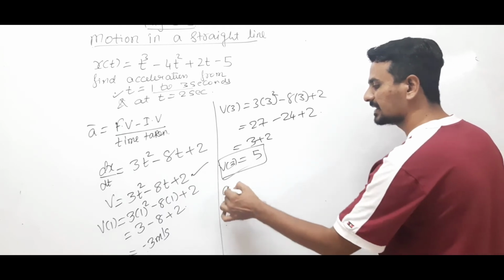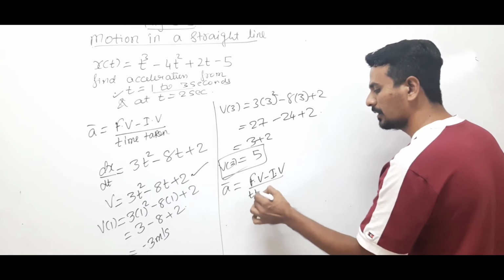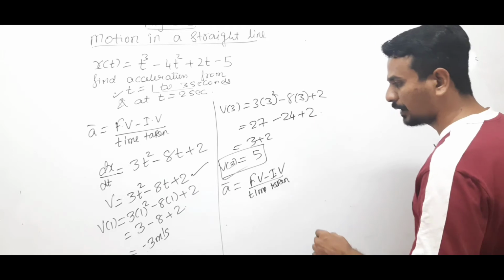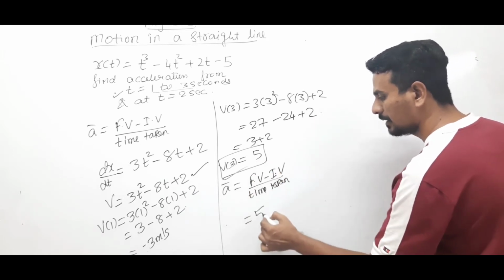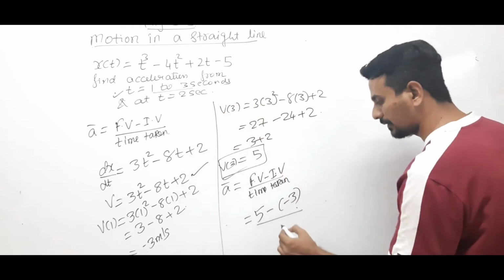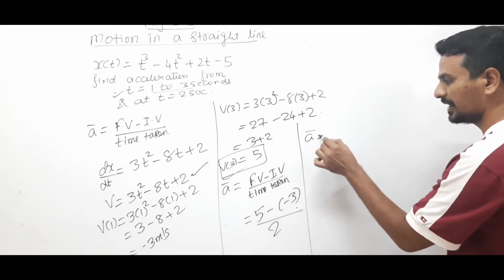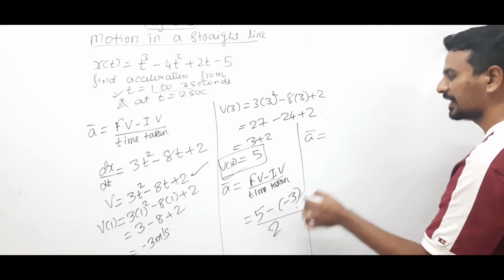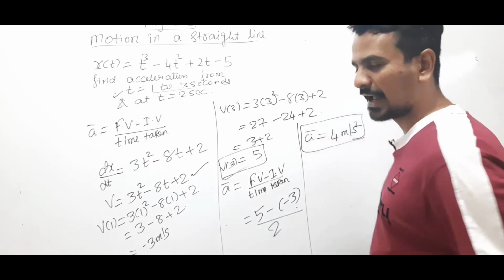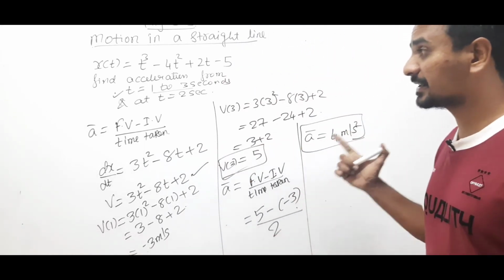So your average acceleration will be final velocity minus initial velocity upon time taken. What is the final velocity? 5. What is the initial velocity? Minus 3, upon 3 minus 1, so that is 2. So average acceleration comes out to be 5 minus minus 3, that is 8, 8 by 2, 4. This is your average acceleration. Now we have also been told to calculate acceleration at 2 seconds.